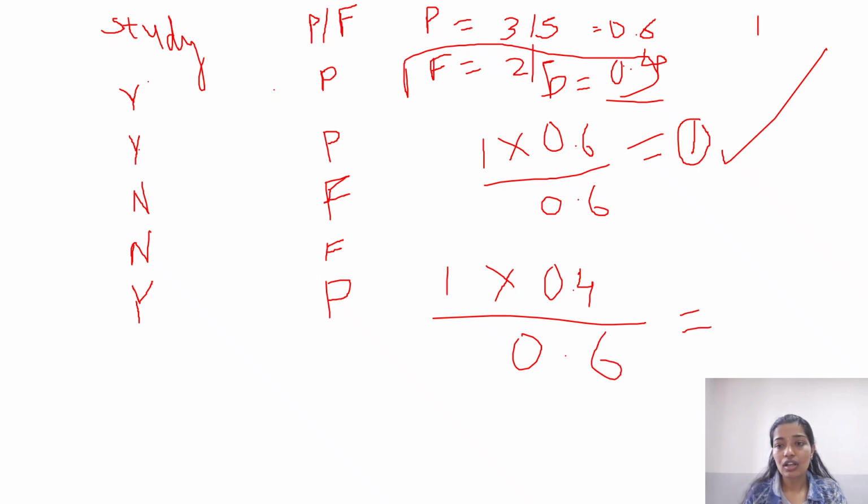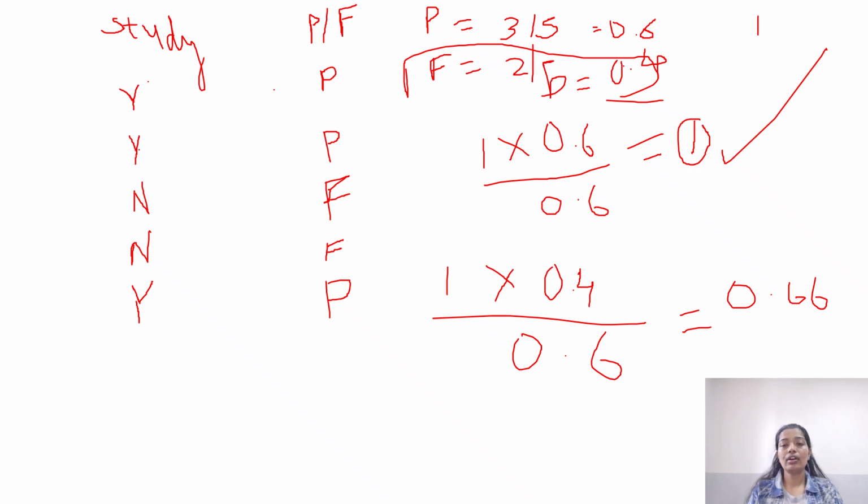This is how the new equation will be. So this will be something like 0.66 something. So this one is greater than 0.66. So the new student will pass.